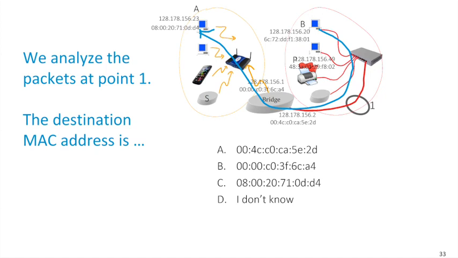What's the difference with the previous case? That the box in the middle is a bridge. As a consequence, you see that the addresses have changed also. The same question. B sends to A. We observe the packet at point 1. What's the MAC destination address?